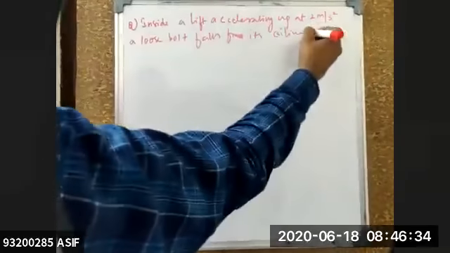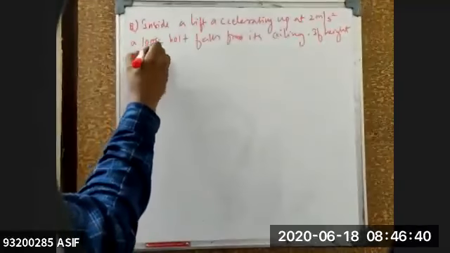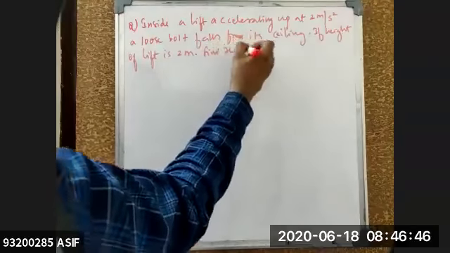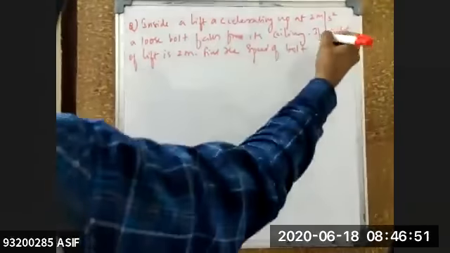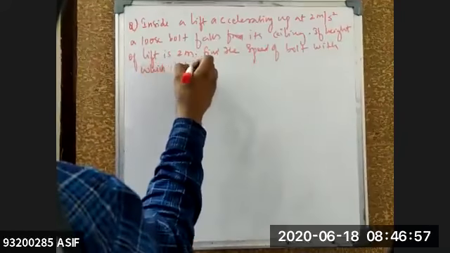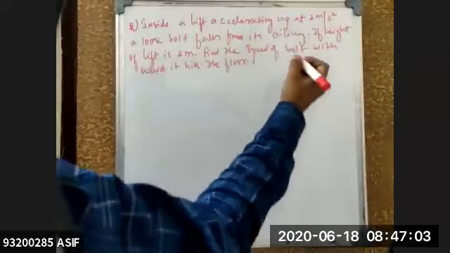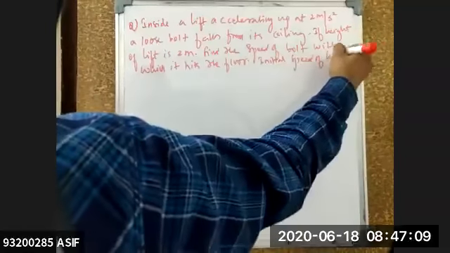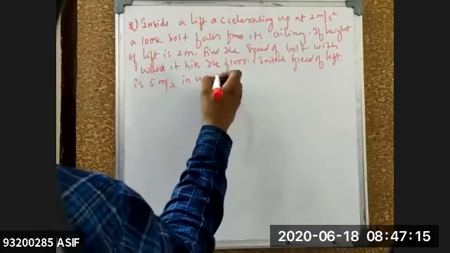From its ceiling. First of all, if the height of the lift is 2 meters, find the speed of the bolt with which it hits the floor. The initial speed of the lift is 5 meters per second in the upward direction.